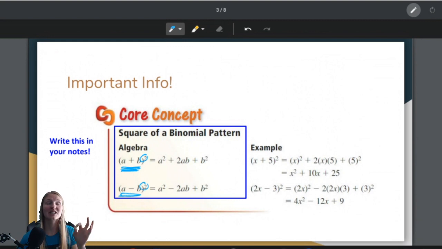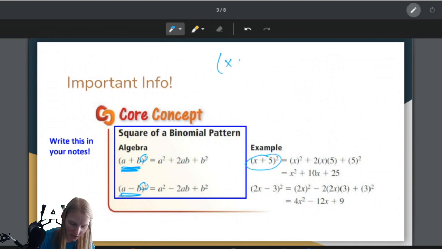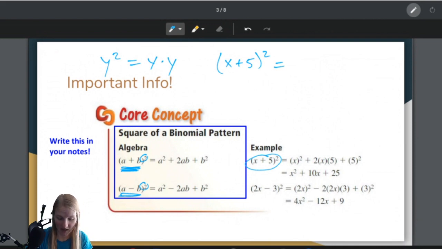So this covers all cases. Anytime you square a binomial, it's going to look something like this blue box up here. They have examples over here. I want to break this down even further for you. So we'll take this one and we'll do it again ourselves. What does it mean to square something? For example, if we took y squared, that would mean y times y. So this is the same thing. When I take x plus 5 squared, what I'm really saying is x plus 5 times x plus 5.